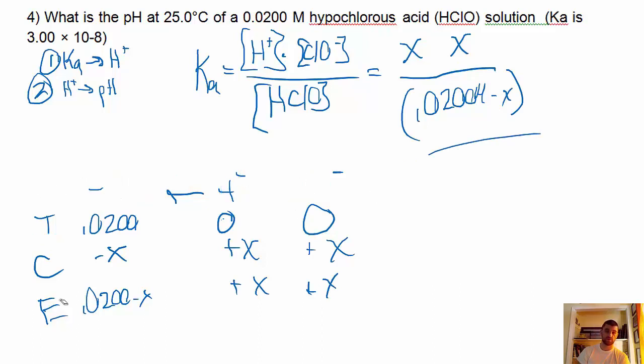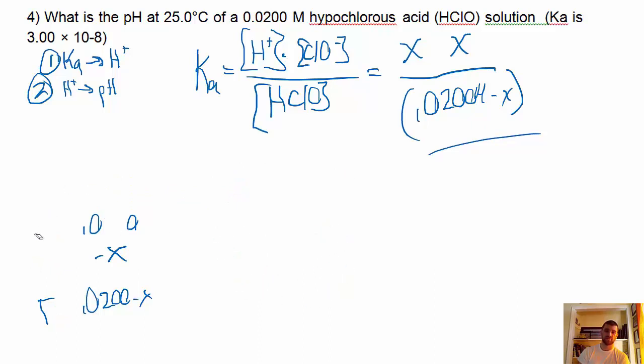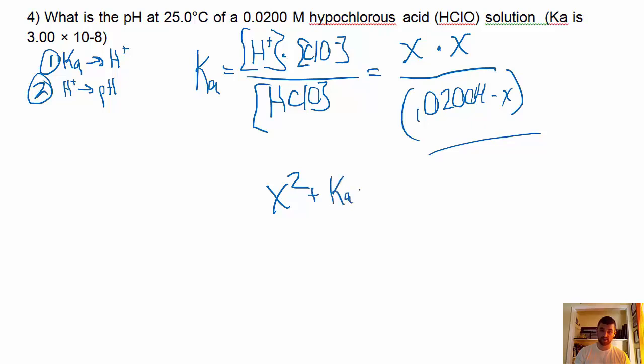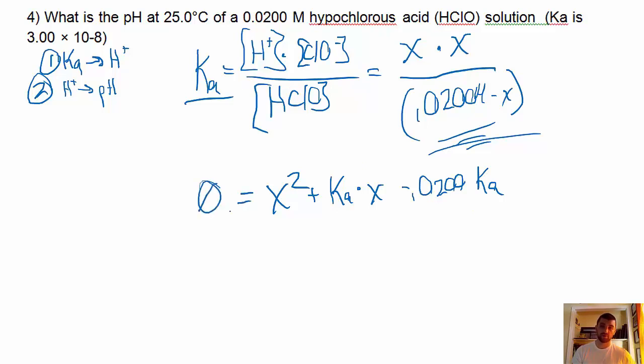All right, now I need some room for work, so I'm going to erase. So now how am I going to use this information to solve for X? You're going to distribute. You're going to get a quadratic equation. You're going to use that to solve for X. So when I do all this out and combine like terms, I'm going to cheat a little bit. I'm going to get X squared plus Ka times X minus 0.0200 Ka. How did that happen? Well, I multiplied everything by the 0.0200 molar minus X to the other side, Ka, so I distributed the Ka there, and then I got everything on the same side. So I get 0 equals this.